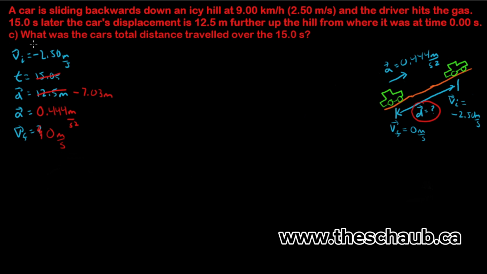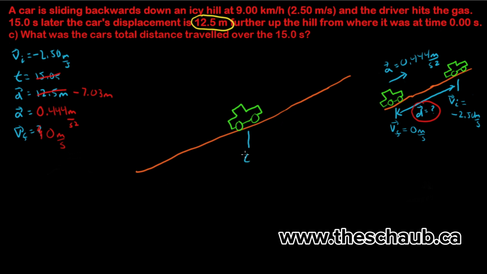In part C, we're asked, what is the car's total distance traveled over the 15 seconds? What this question is really asking is, do you know the difference between distance and displacement? We already know that the car's displacement over the 15 seconds is 12.5 meters. To find the distance over the 15 seconds, it's easiest to just draw a quick diagram again.